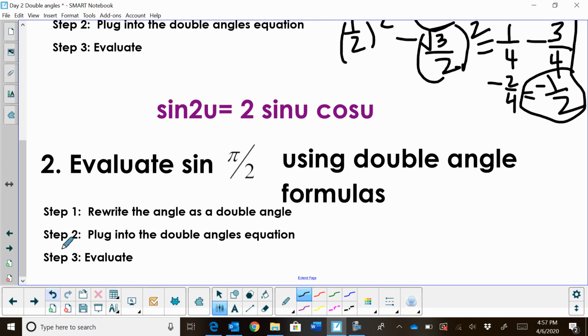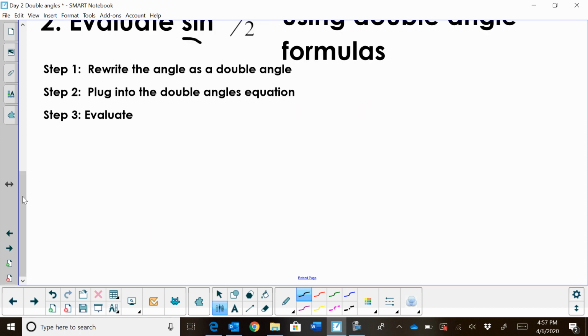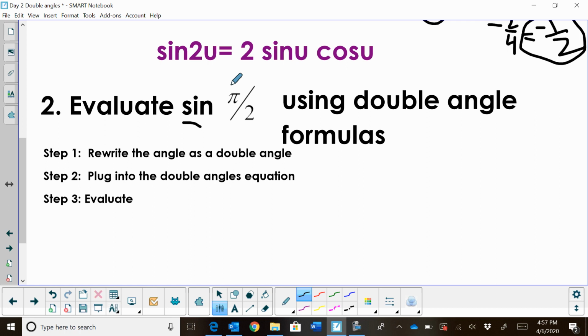So let's evaluate sine of pi halves using a double angle formula. So using the double angle formula, I've got to figure out what's half of pi halves. Well, half of pi halves is pi fourths. So if I divide this by 2, which is also multiplying by half, I'm going to work with the angle pi fourths in my equation. So rewrite the angle as a double angle. So it's just pi fourths.